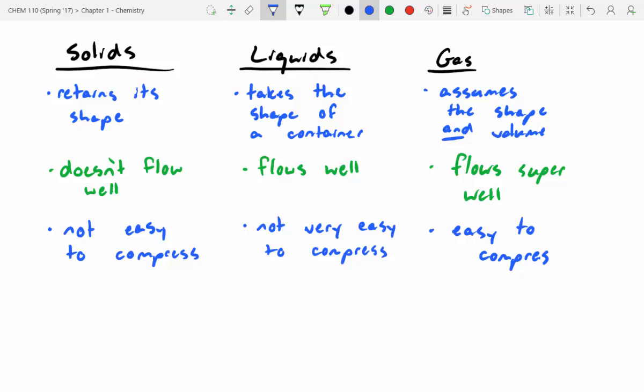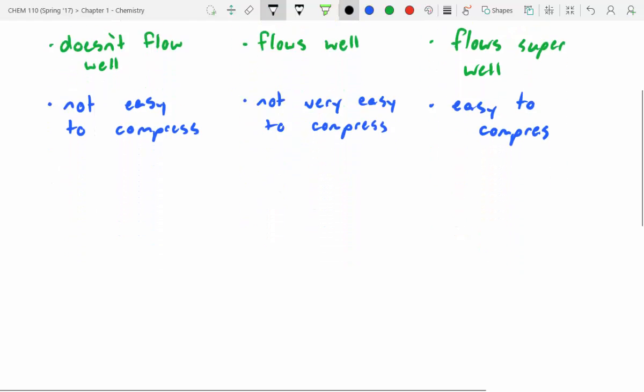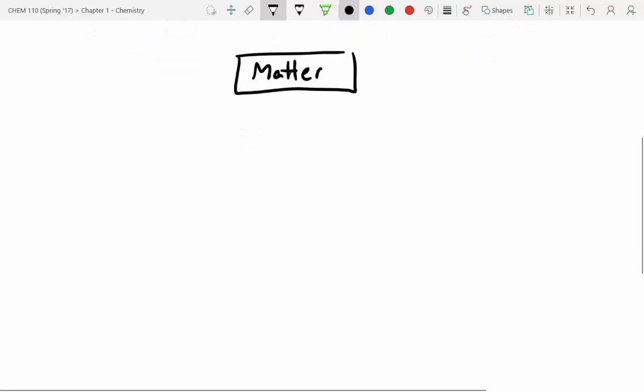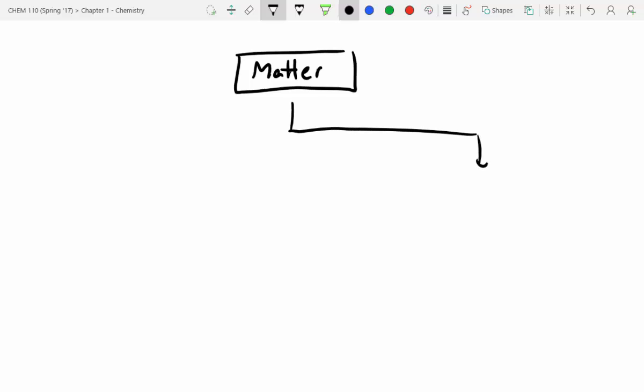All right, and oftentimes if we're looking at matter, whether it's a solid, liquid, or a gas, it's not pure. It could be a mixture, or it could be some oddball thing. So let's try to classify various types of mixtures. So I'm going to make this into a flowchart. And at the top of our flowchart, we've got just generic matter. Solid, liquid, or gas, doesn't matter. And we can divide this into pure substances and mixtures.